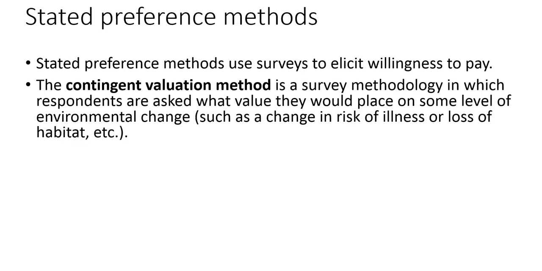Okay, so one type of stated preference method is known as a contingent valuation method. This is an approach where respondents are asked what value they would place on some level of environmental change. It could be anything, from the risk of an illness, to avoiding air pollution, to the loss of wildlife habitat. You can value recreational resources. You can value just about anything with stated preference methods.